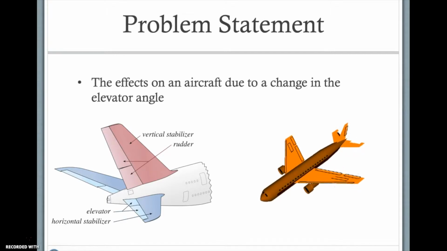In this problem, we will study how a change in the angle of the elevator can affect the flight dynamics of an aircraft. It is important for pilots and future pilots to understand everything about an airplane's dynamics, and this includes the effect of the elevator.